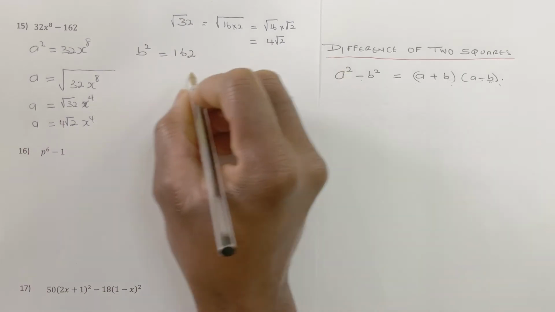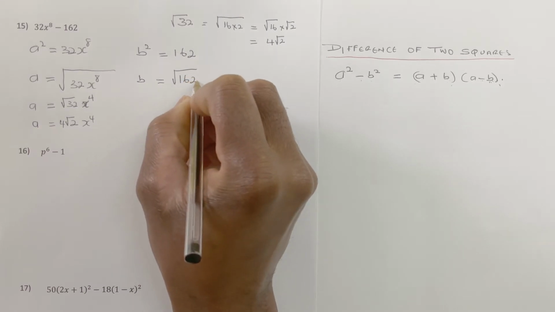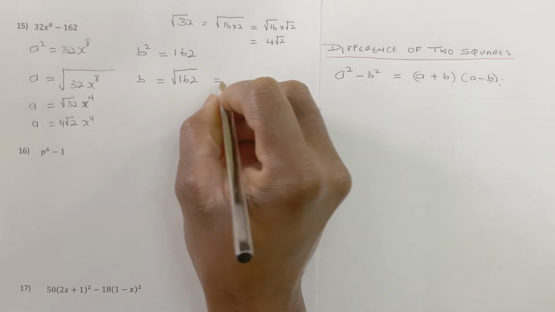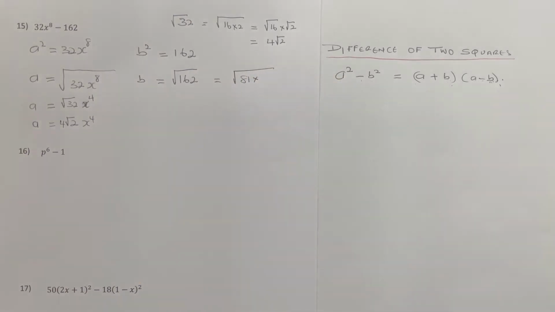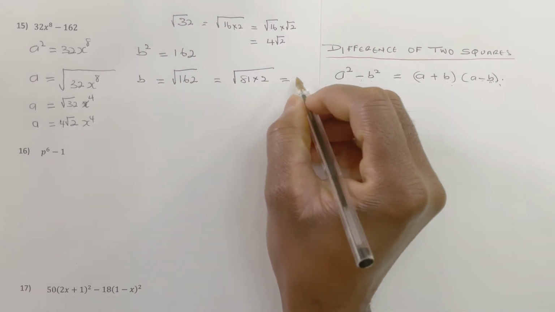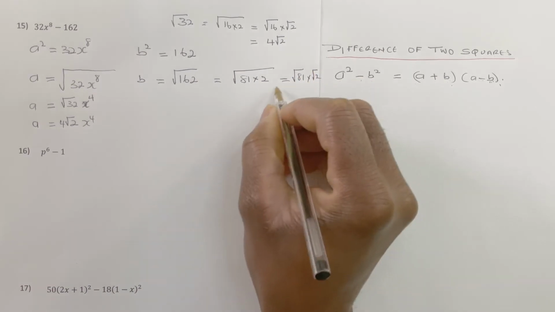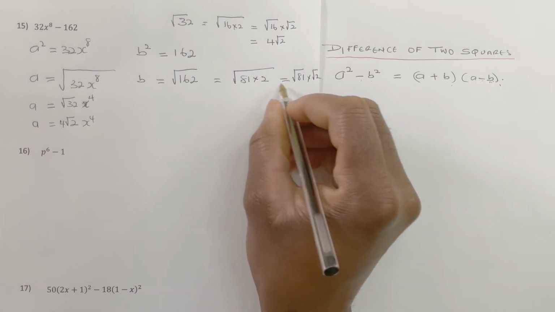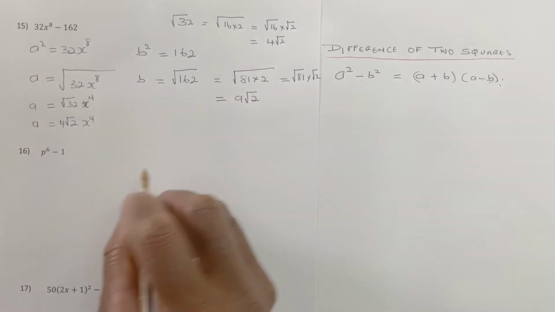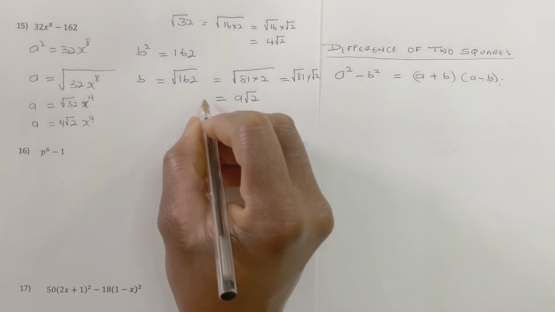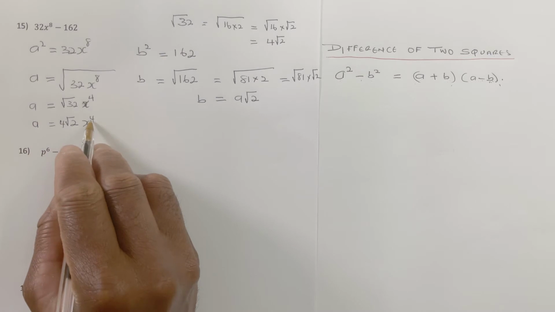And b will be the square root of 162. 162 will be root of 81 times 2. Root of 162 is root 81 times root 2, and that would be 9 root 2. So we now know what b is. b is 9 root 2 and a is 4 root 2 x to the power 4.